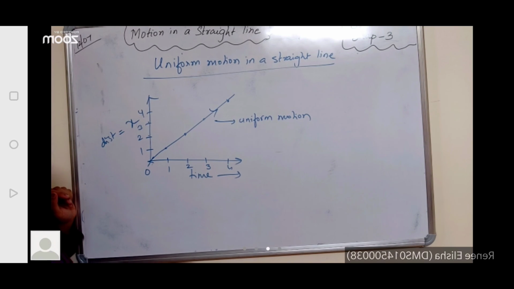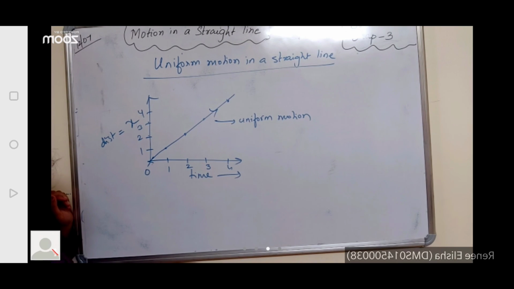Yes? Have you all studied this? Yes, ma'am. Now, an example is, a vehicle running with a constant speed of 10 meters per second will cover equal distances of 10 meters in every second, right? So we say that the motion will be uniform.